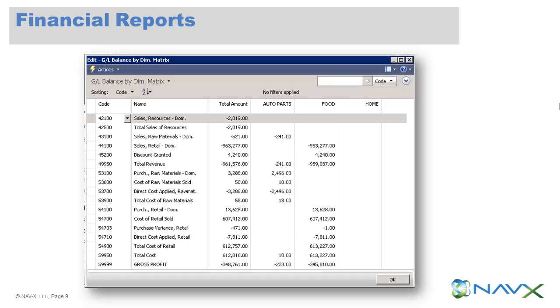This is one of my favorites. It's called the GL Balance by Dimension report, or matrix. So I can see my general ledger and have it spread across the columns by any dimension I wish, including date, of course, which would be obvious. I could see it by months. In this case, I've done it by product type, auto parts, food, home, and we can see our general ledger real time by dimension. Slice and dice.